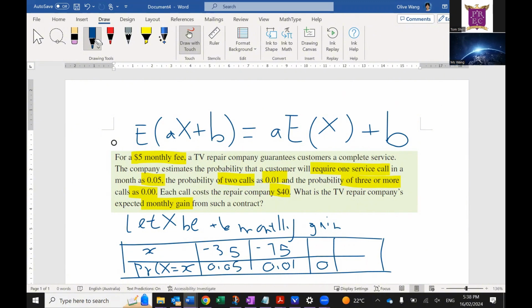You can see we talk about 1 call, 2 calls, 3 or more, and 0 calls. If it's 0 calls, how much do I gain then? $5. And then that probability is 0.94. They add together should give you 1. So up to here, everyone, you can work it out. Could you guys work it out then?